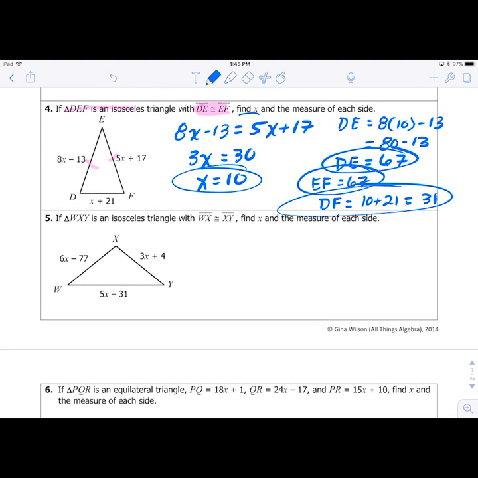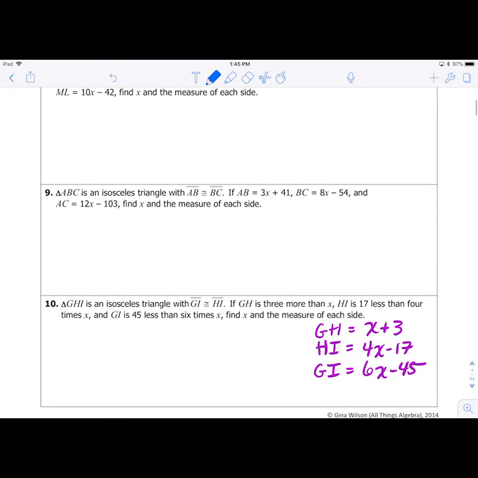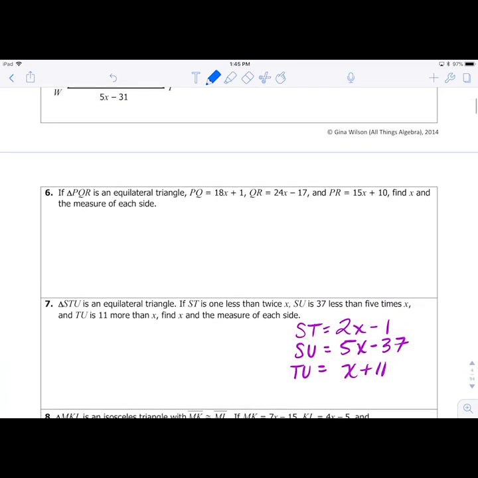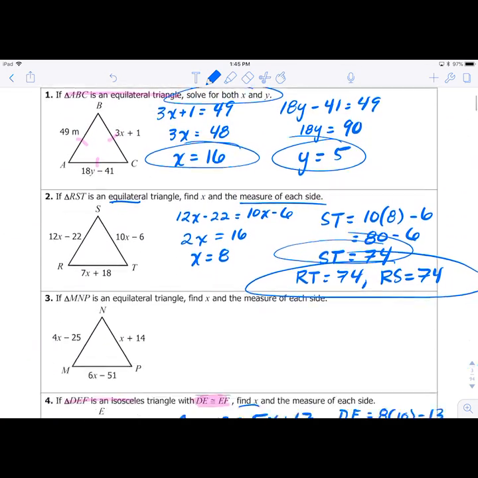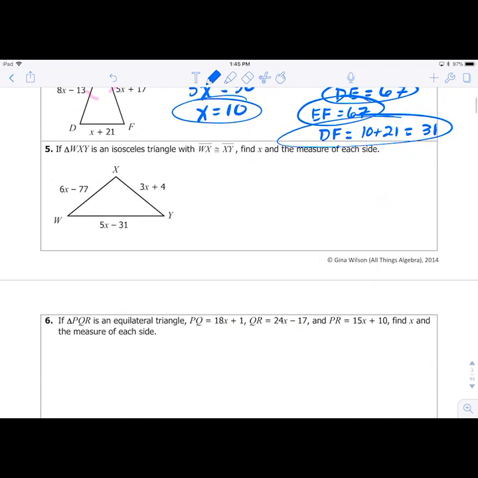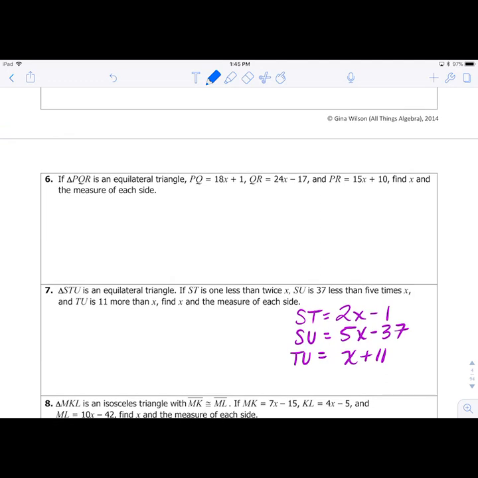All right. Let's finish this up. 6 through 10. What do we notice? What's the difference between 1 through 5 and 6 through 10? Well, 1 through 5, did they give you figures? Yes, they did. 6 through 10, did they give you figures? No, they didn't. Number 1 rule of geometry: no figure, you need to draw one.